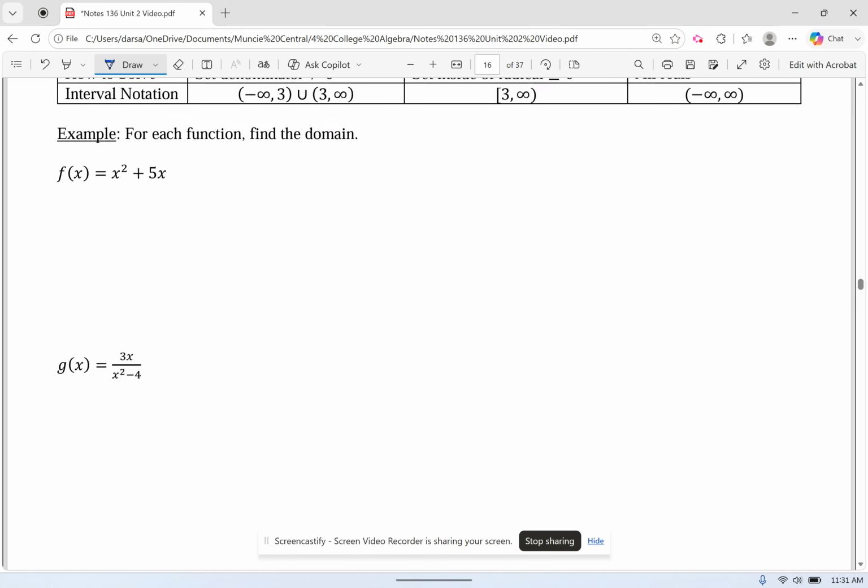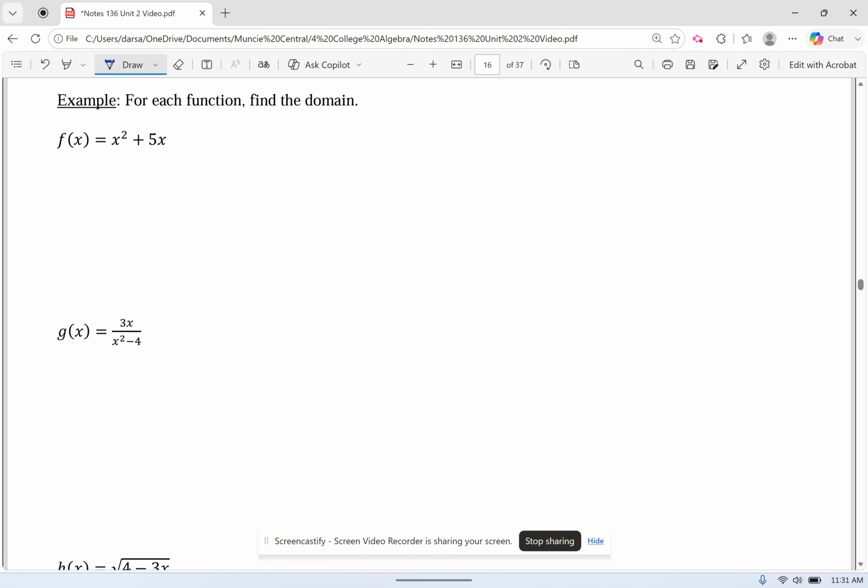Okay, so let's try a couple of examples here. Let's look at this first one. Is there an x in the denominator, or a variable in the denominator? No. Is there a variable under the square root? No. Nothing bad can happen with this one. So the domain is going to be all real numbers. And the way to write all real numbers in interval notation is from negative infinity to positive infinity, all the numbers. Remember, infinities always use parentheses, never square brackets.